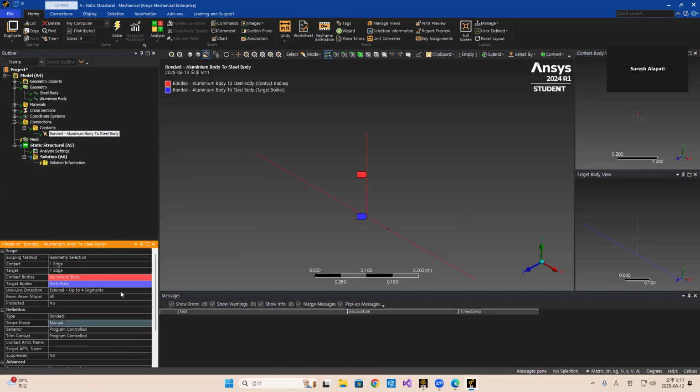So the two are different. Contact is here and target is here, or target is here and contact is here. You can see the blue color is target and the red color is contact. You can interchange them, no problem. One should be target and the other should be contact. And now for mesh, I am going to use the default mesh, because for the line body you don't need to worry about mesh size and all.